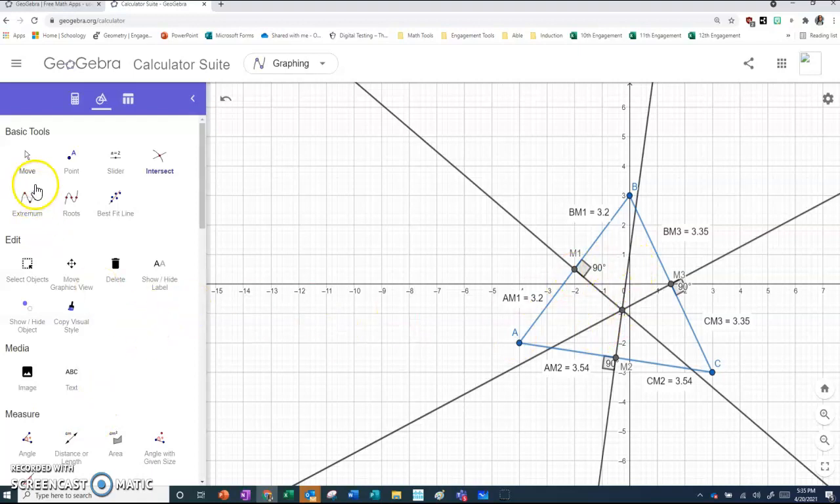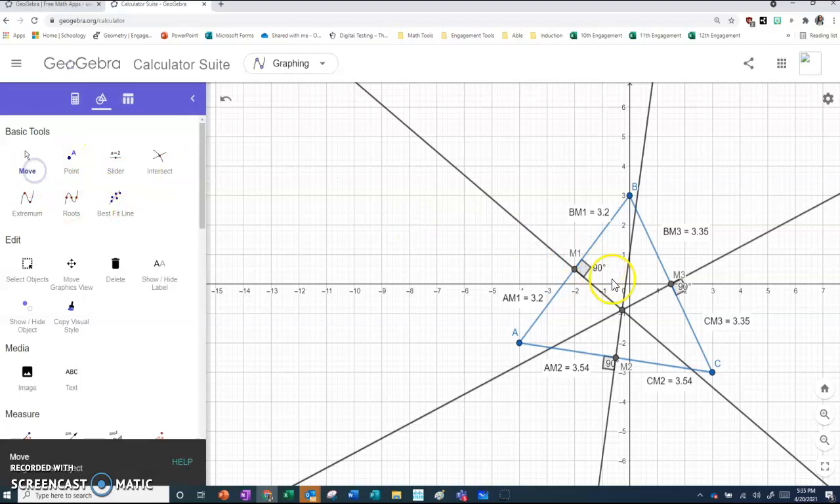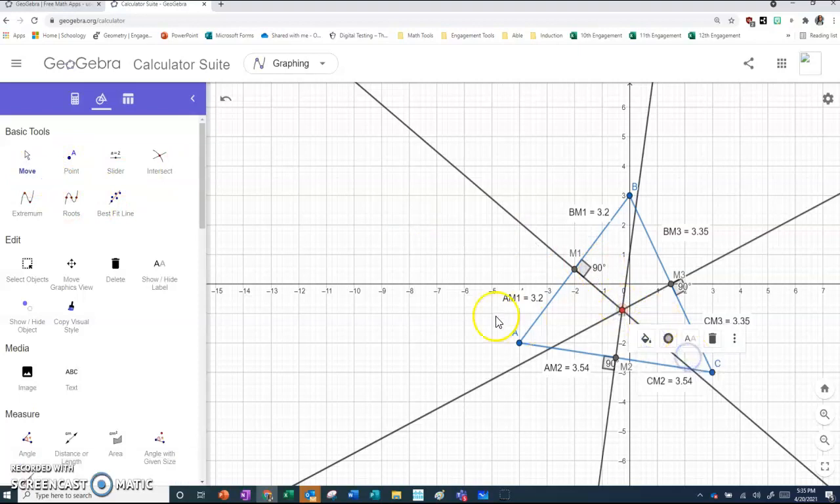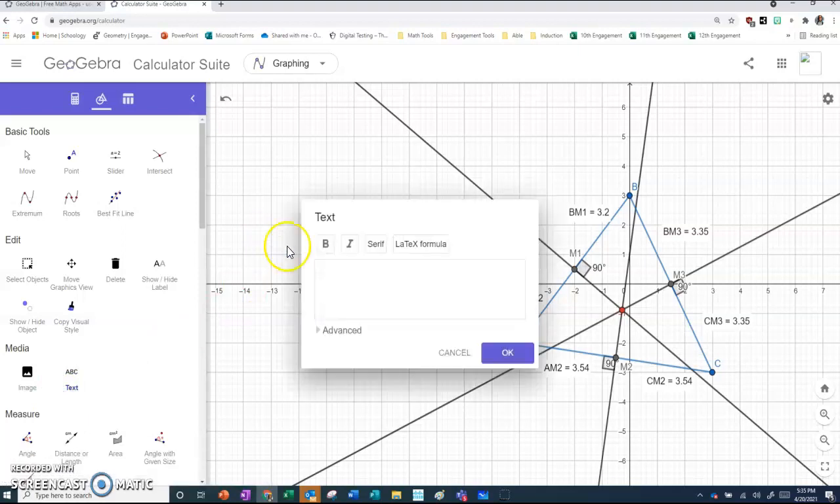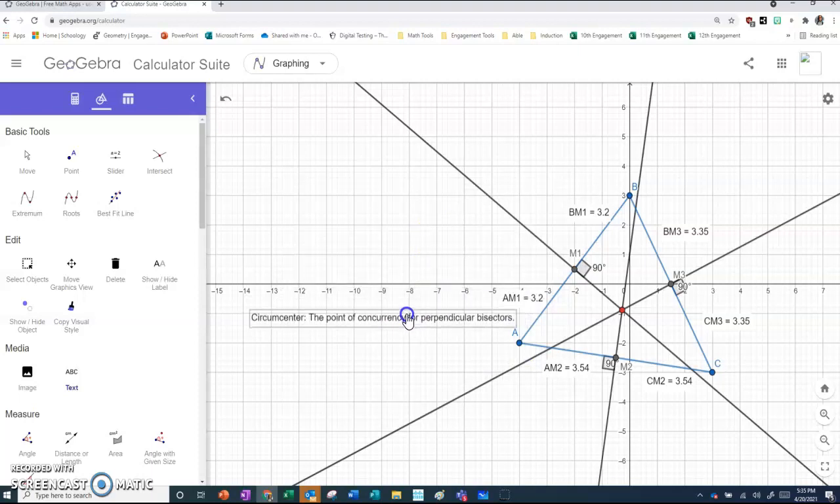Okay, so what I want you to do is to change the point to a different color using your move tool. And I want you to use the text tool and put anywhere on the page this definition. The circumcenter is the point of concurrency for perpendicular bisectors. You could also use the move tool and change the color of it to the same color as your circumcenter.